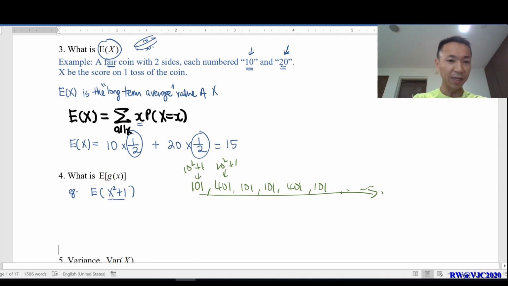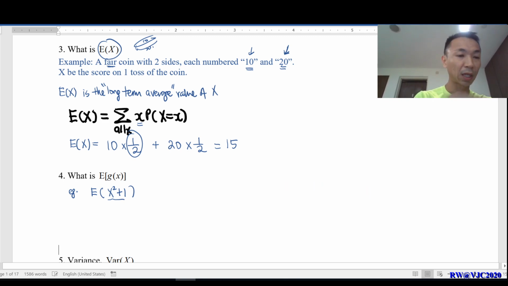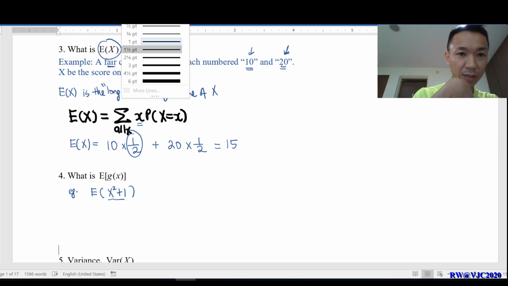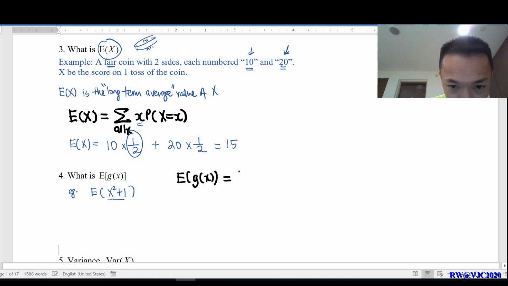The formula goes like this. Maybe I write in black again. The expected value of g(x) is actually the summation over all x of g(x) times the probability X equals x.